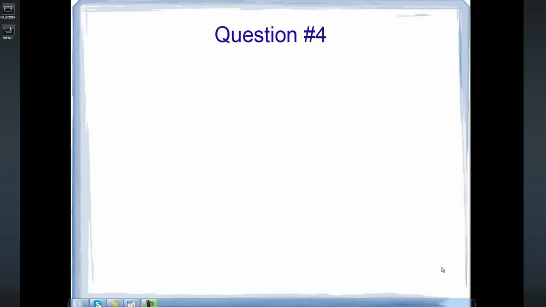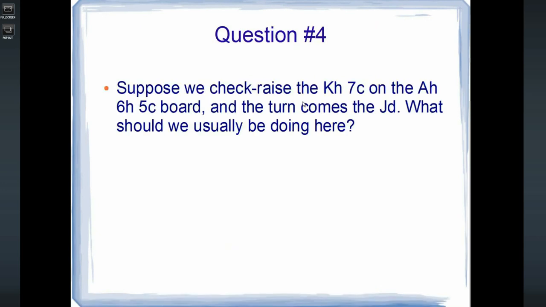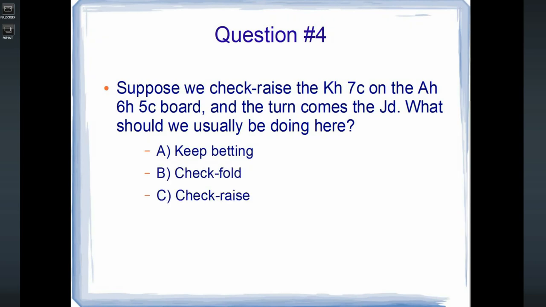All right, question number 4, and it's a continuing question from question number 3, so get excited. Oh, baby. Suppose we check raise this King of Hearts, 7 of Clubs on the Ace of Hearts, 6 of Hearts, 5 of Clubs board, and the turn comes the Jack of Diamonds. What should we usually be doing here? A, keep betting. B, check fold. C, check raise. Or D, check call.